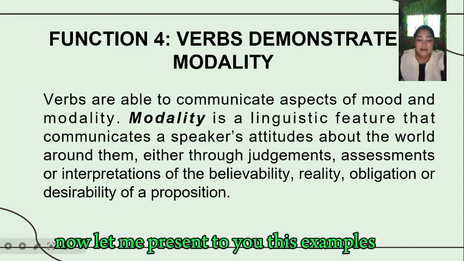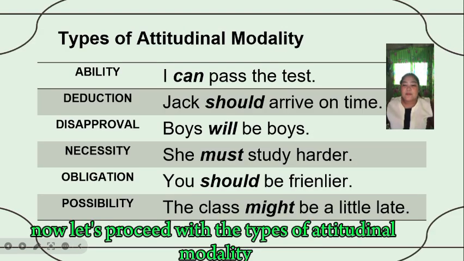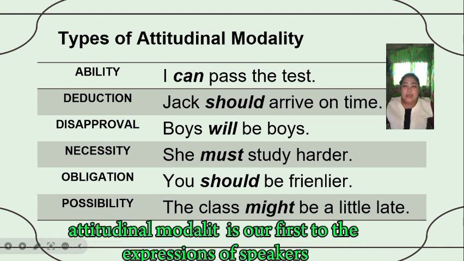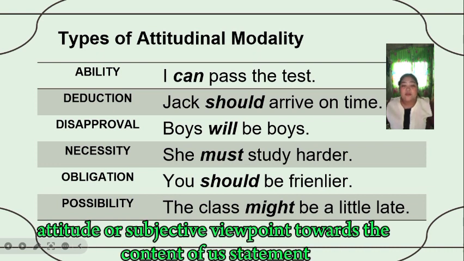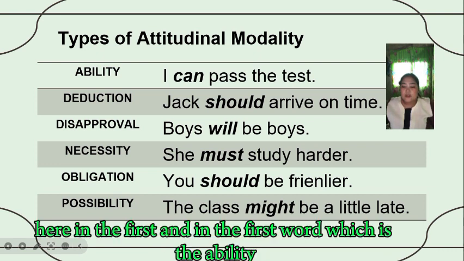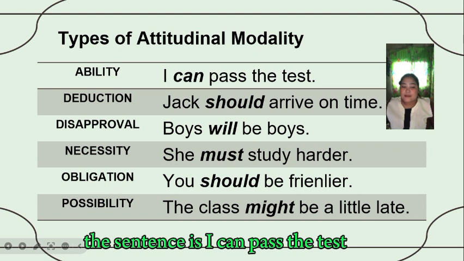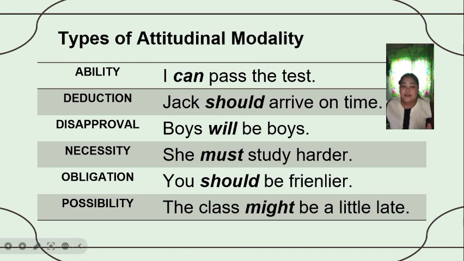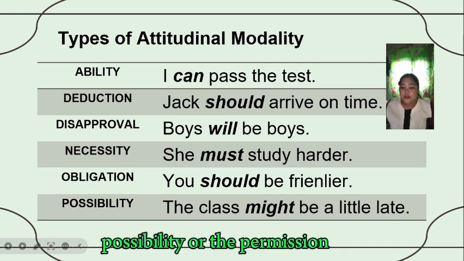Now let me present to you these examples. Let's proceed with the types of attitudinal modality. Now what do we mean by attitudinal modality? Attitudinal modality refers to the expression of the speaker's attitude or subjective viewpoint towards the content of a statement. In language, modal verbs and other constructions are often used to convey attitudinal modality. Here in the first word, which is ability, the sentence is I can pass the test. The can or could indicates the ability, the possibility, or the permission.